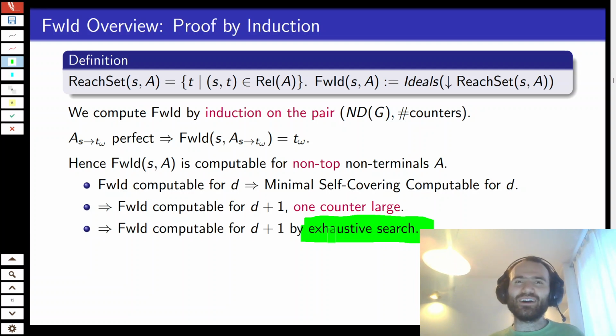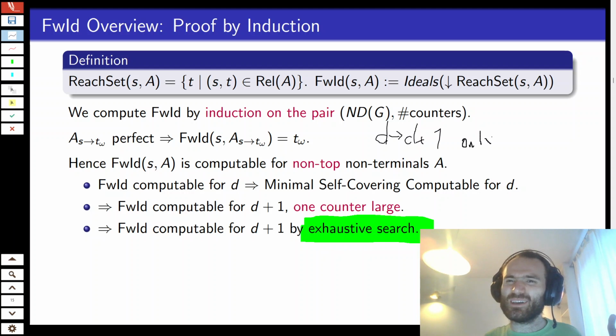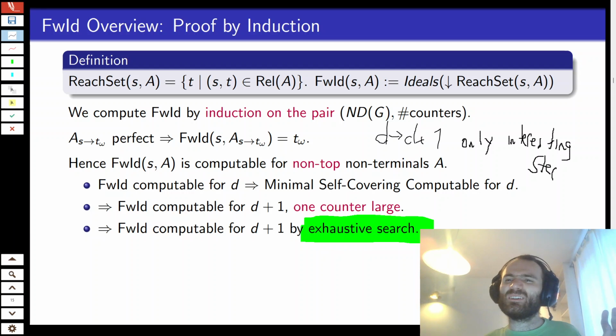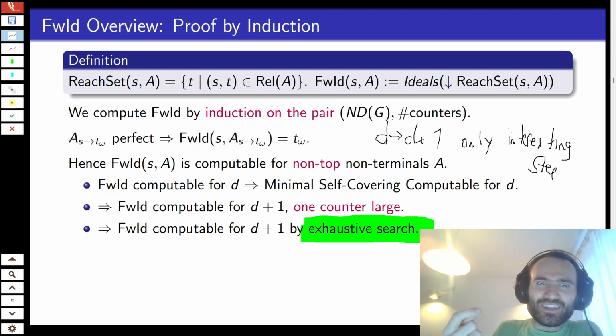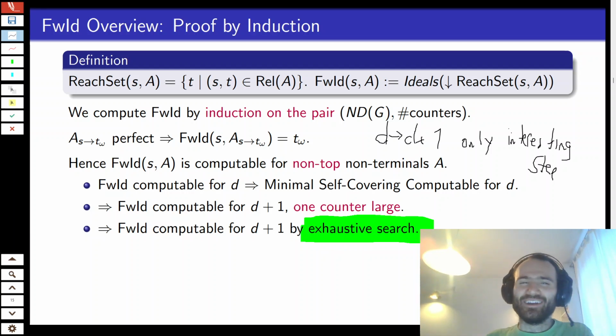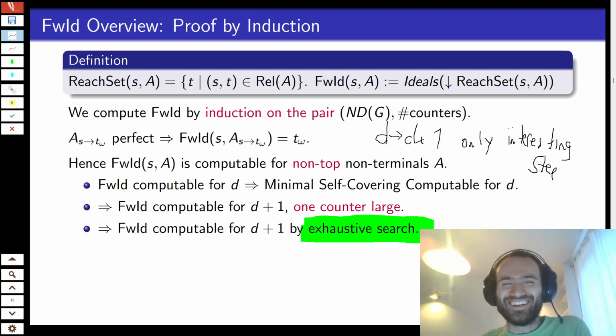Forward ideal compute. I already explained to you that D goes to D plus 1 is the only interesting induction step. And if this is the only interesting induction step, how do we prove it? D goes to D plus 1 by computing minimal self-covering configurations, jumps to D plus 1 but assuming a counter is large, jumps to arbitrary D plus 1 by exhaustive search. This is the structure we have concocted for how to compute this.